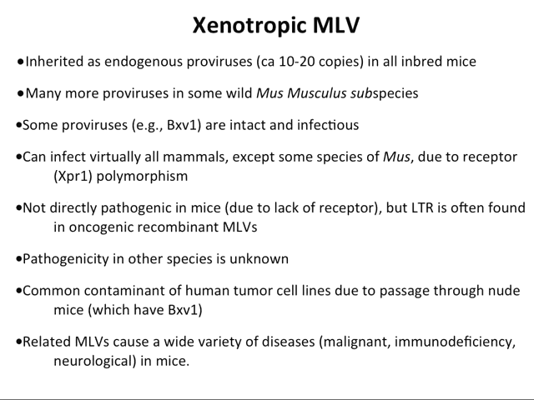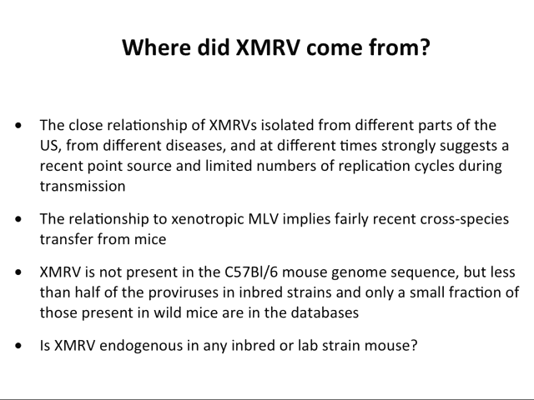Some more facts on xenotropic MLVs. They're inherited, of course, as endogenous proviruses, about 10 to 20 copies in all inbred mouse strains. In some wild subspecies, there are more proviruses. Some of them are infectious and produce virus. And as I said, they can infect virtually all mammals except some mouse species. In mice, they're not directly pathogenic. And we don't really know what they do in other species, although we'll see an experiment today where we address that. They're a common contaminant, as I've said. Related ecotropic MLVs cause a variety of diseases in mice, as we have said.